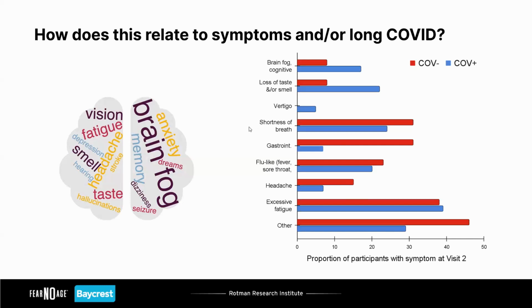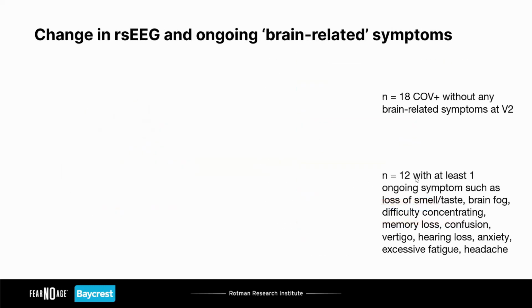So just as a first pass to look at whether symptoms are related to some of these EEG patterns, what I did was look at visit 2, if each participant was reporting at least one symptom that is related to the brain, such as loss of smell and taste, brain fog, difficulty concentrating, memory loss, confusion, and so on, the ones that are shown here. And we had 12 participants who endorsed at least one of those symptoms, and we had 18 who didn't endorse any of these symptoms at visit 2.